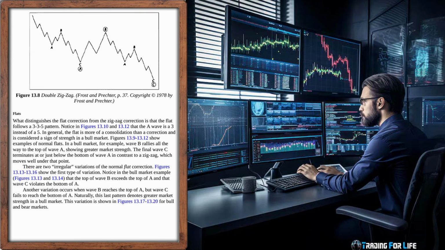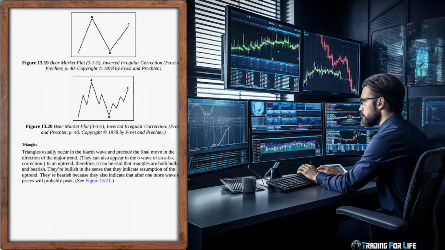Another variation occurs when wave B reaches the top of A, but wave C fails to reach the bottom of A. Naturally, this last pattern denotes greater market strength in a bull market. This variation is shown in figures 13.17 to 13.20 for bull and bear markets.